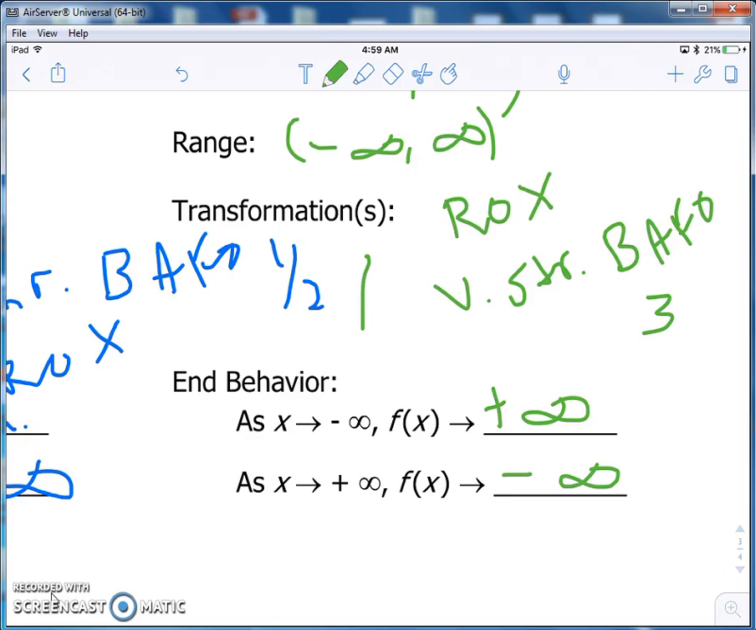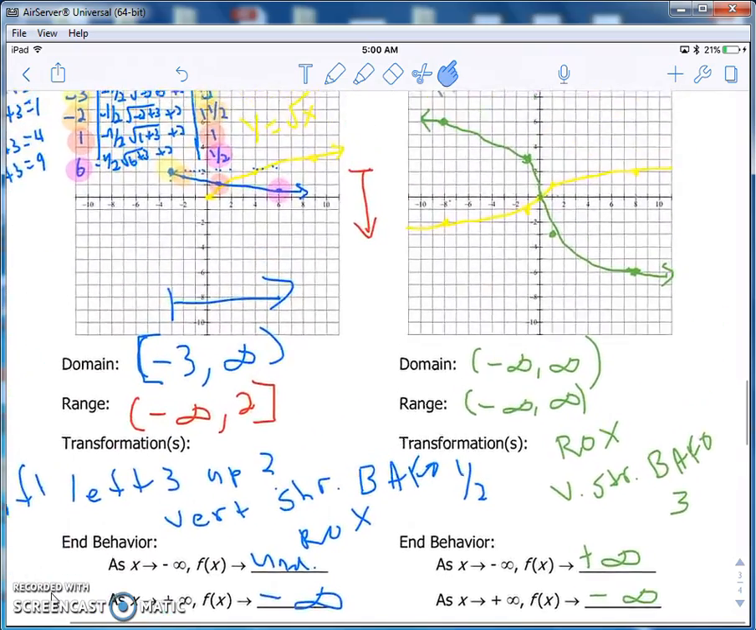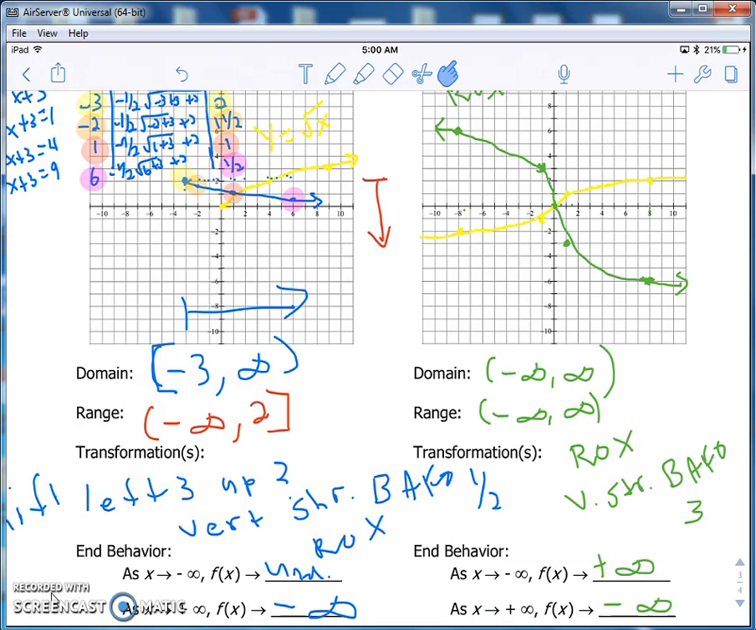Okay, if you need to pause and get that written down. I know I'm going a little fast, sorry. Zoom out for you. Okay, moving on.